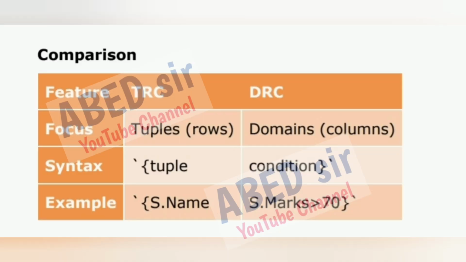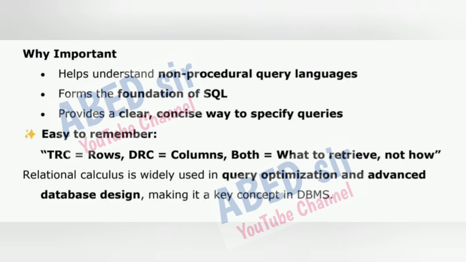Comparison. Feature: TRC, DRC. Focus: tuples, rows; domains, columns. Syntax: tuple condition. Example: S.name, S.marks > 70. Why important? Helps understand non-procedural query languages. Forms the foundation of SQL. Provides a clear, concise way to specify queries.